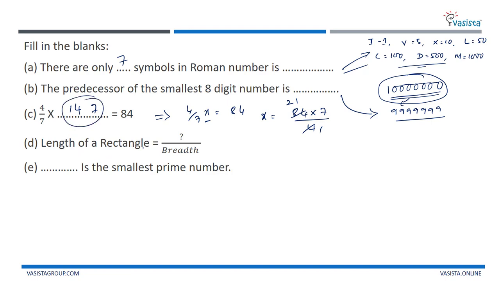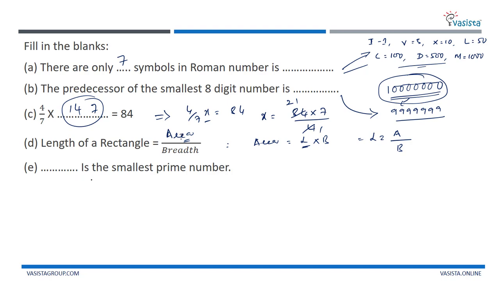Now length of the rectangle is equal to dash by breadth. We know that the area of a rectangle is equal to length into breadth, but they have given length. So length is equal to area by breadth. The answer here is area.